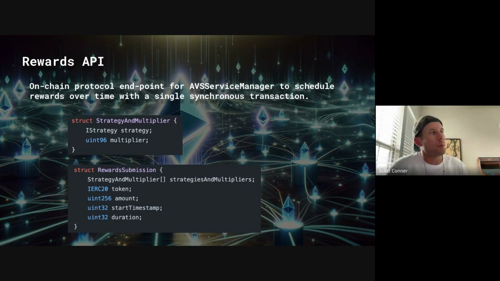An example would be: let's just say you have 100 tokens. I want to pay 100 tokens over the next 30 days to everybody on my network. And I want to pay people using stETH for 60% of this, so 0.6. And I want native restaked Eigenpod ETH to be 0.4.